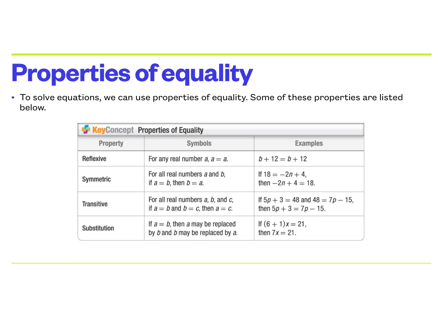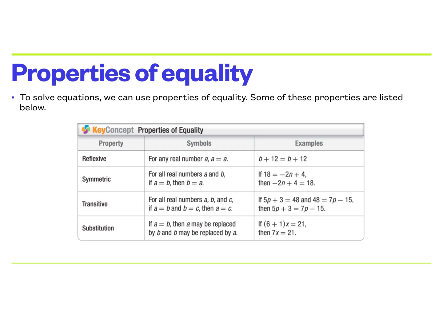Here we have the properties of equality, which is to solve equations we can use properties of equality. Some of these properties are listed below. You have the reflexive property, the symmetric property, the transitive property, and the substitution property. The reflexive property just means that a number is equal to itself. So here we have example A equals A. We also have in the examples B plus 12 is equal to B plus 12. That is always true because B would be the same number and 12 and 12 are always equal.